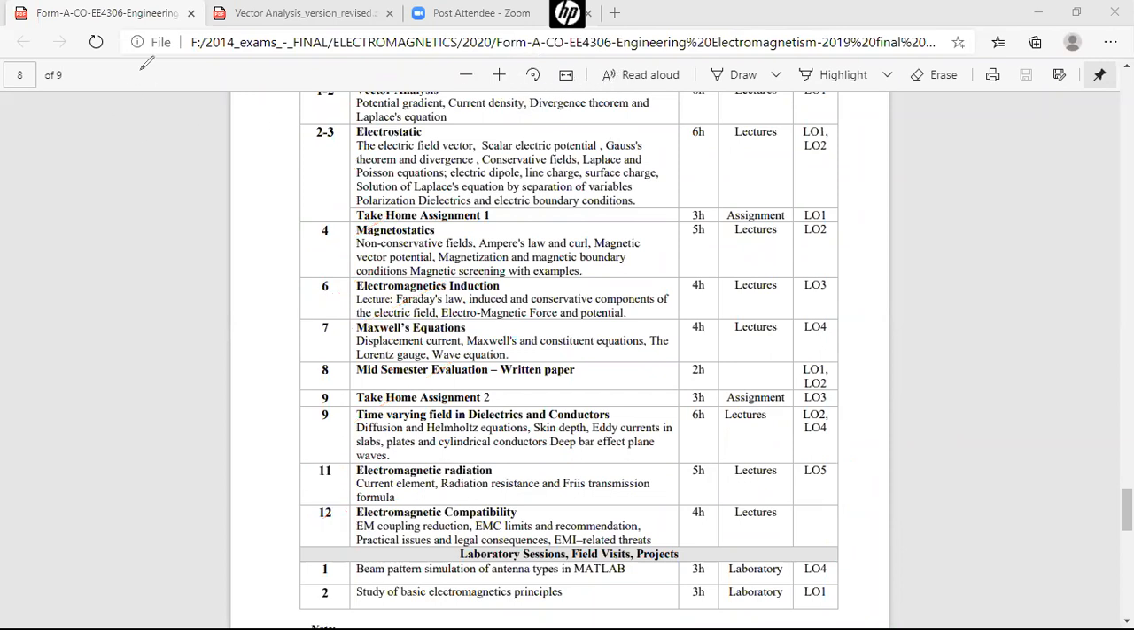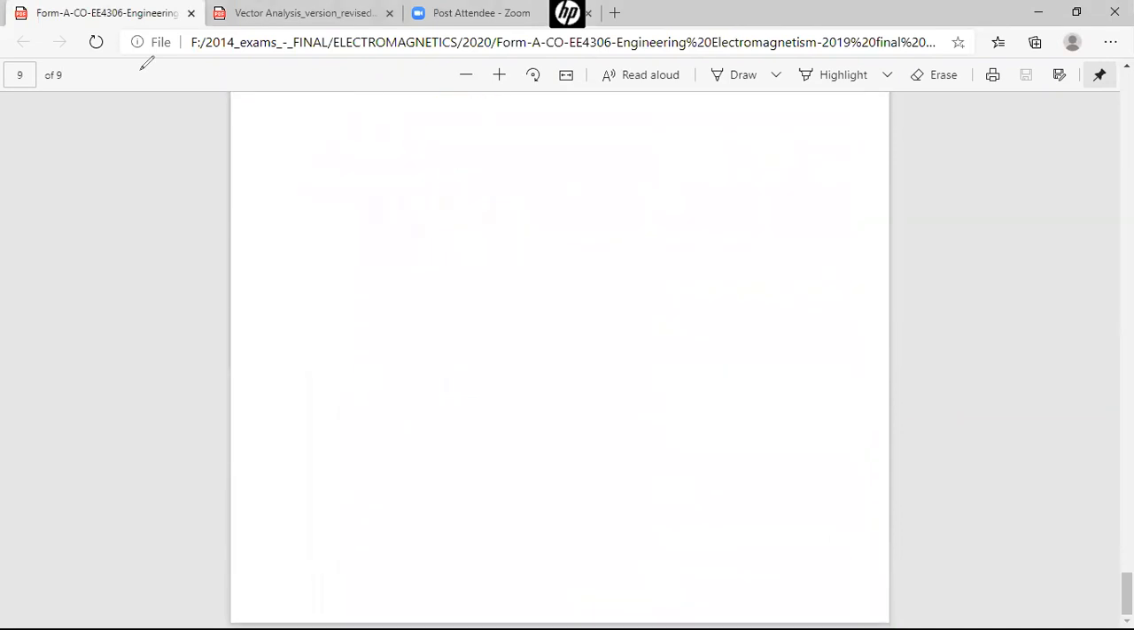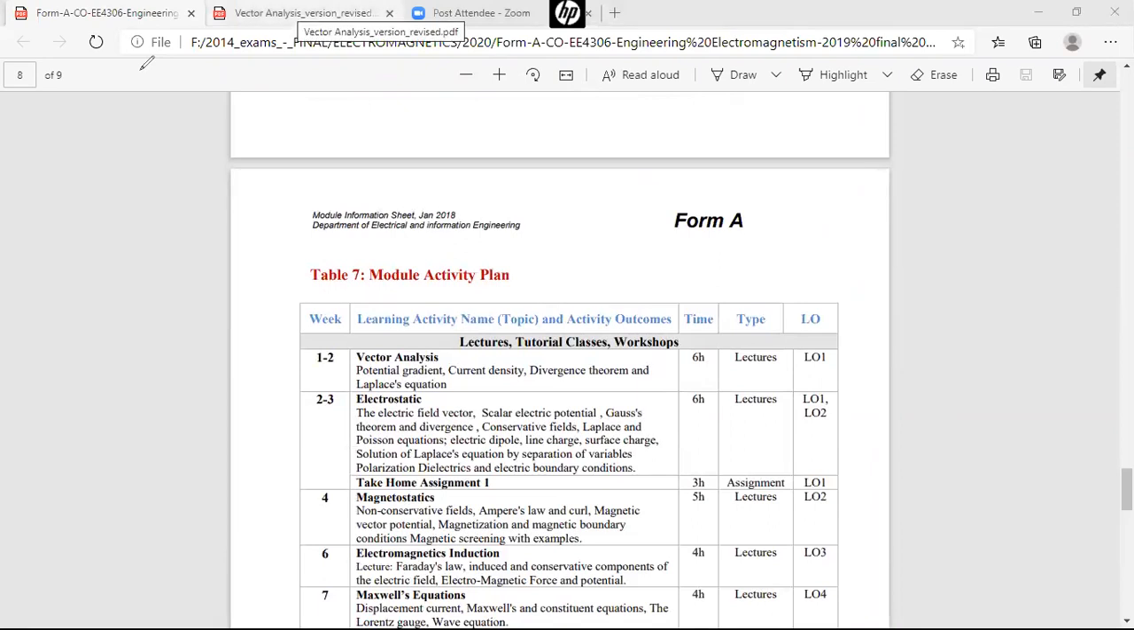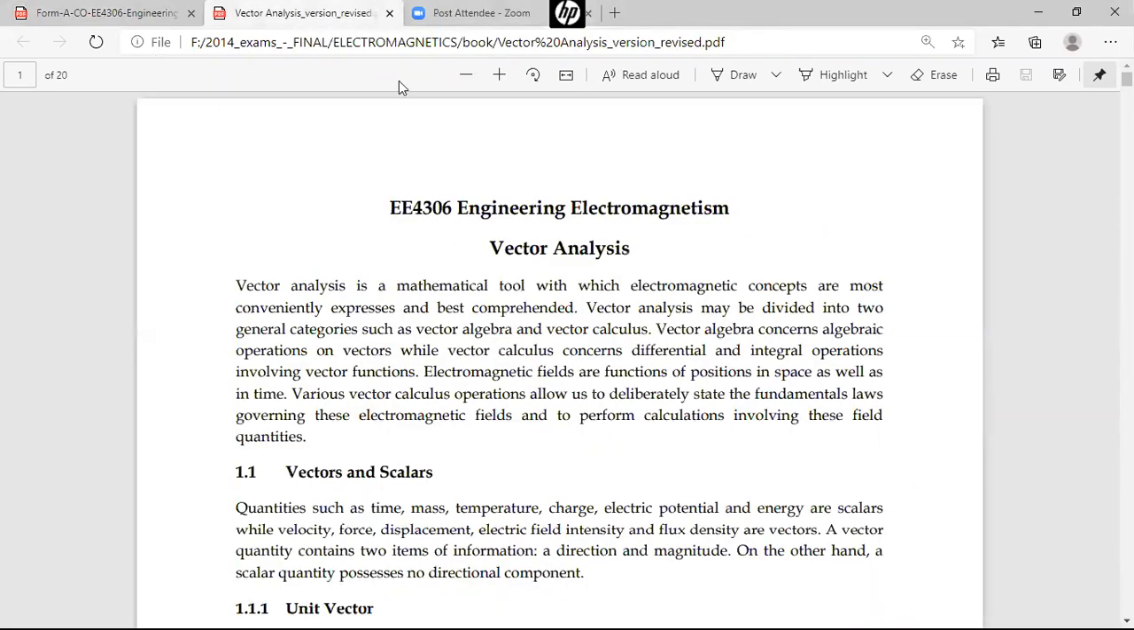Then I'll go to the lecture. Yeah, you have this document, therefore you can refer to it. I'll go directly to today's lecture without wasting time.